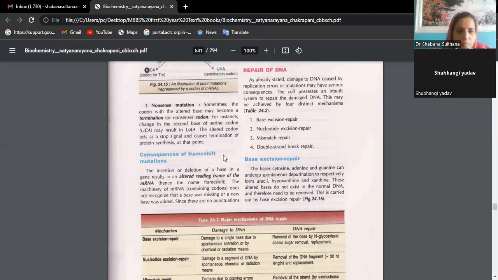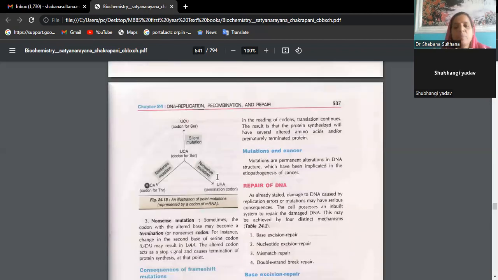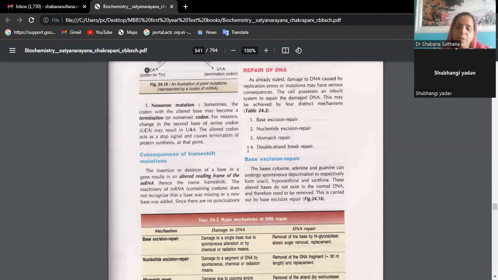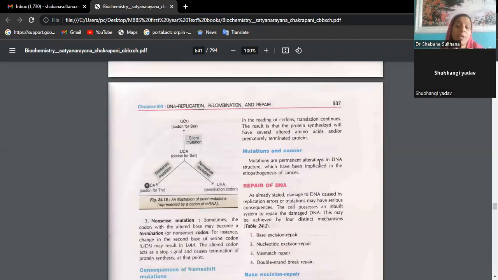So frame shift mutations are of course very dangerous, because large, very big genetic segments, 3 to 5 to 6 codons, are cut from one place and pasted to some other place. So obviously a different type of protein will be synthesized, which is a novel protein and may not be useful to the body. So mutations also can cause cancer, what we have studied in the cancer chapter, isn't it?